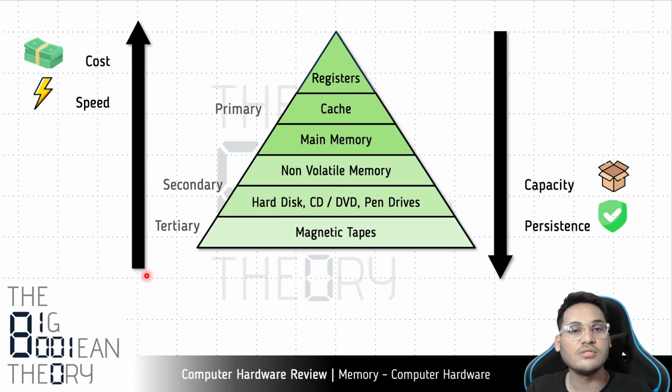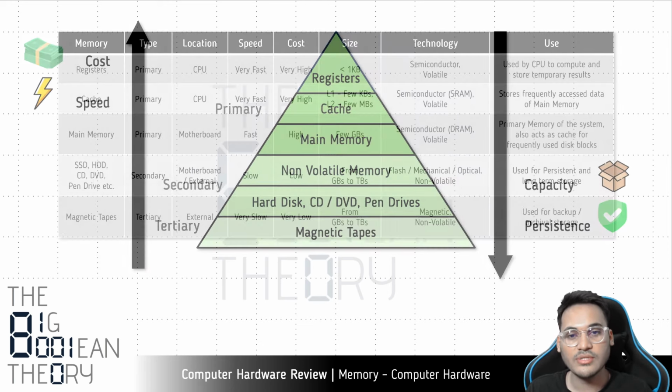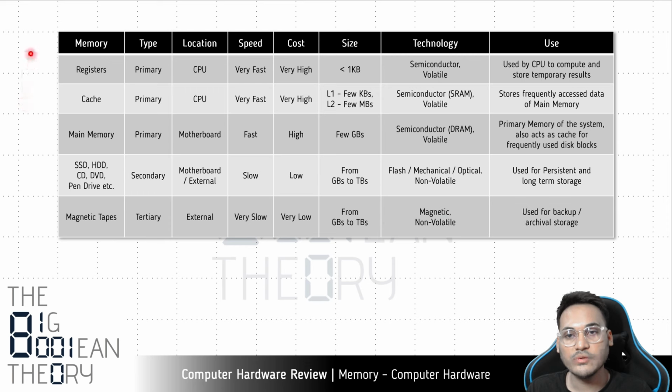So this was about the tertiary memory. Now we have discussed all the levels in the memory hierarchy, and all that we discussed in the previous slides, I have summarized into this table. You can see the different types of memory in the first column, that is registers, cache, main memory, the secondary memory, and magnetic tapes, and all the attributes associated with these types of memory have been summarized in this table. You can refer to them if you need it.